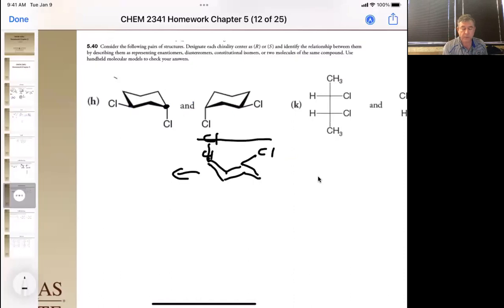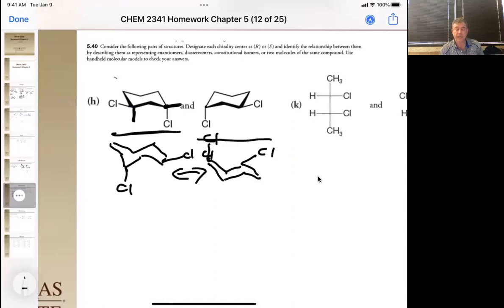So if we were to take this one and draw it in the other chair position, we would have a Cl down here on that carbon there, and then this Cl would then be equatorial. So notice that this is actually going to be the same compound again, because when we go to the other chair conformation, those two are going to swap, and we're going to have them in the same 2 positions.